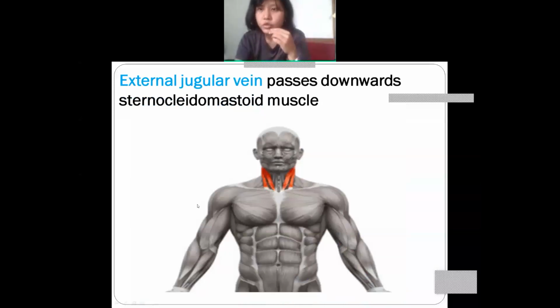This external jugular vein passes downwards. I'm just showing you the picture, where the veins are already covered up, and you will find the external jugular vein lies downwards over the sternocleidomastoid muscle. I taught you about muscles in the previous semester. So you will find the sternocleidomastoid muscle here, and in both portions, on both sides of the neck, you will find the external jugular vein.